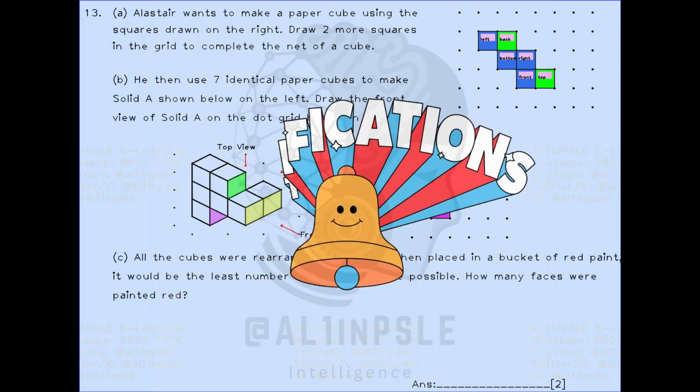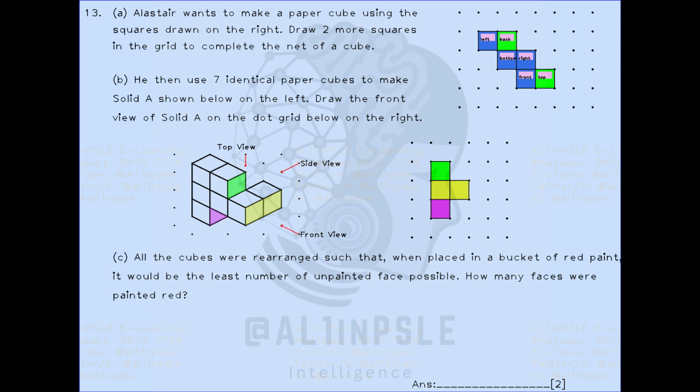Awesome! Next up, question part C. All the cubes were rearranged such that, when placed in a bucket of red paint, it would have the least number of unpainted faces possible. How many faces were painted red? This is the challenging part of the question. Be careful students, the question mentioned least number of unpainted faces, but asked us about the number of painted faces.